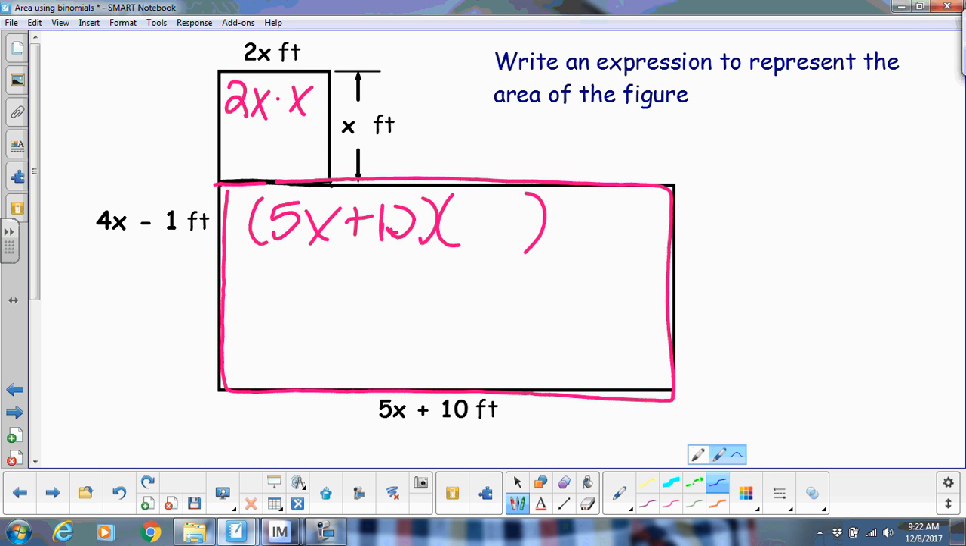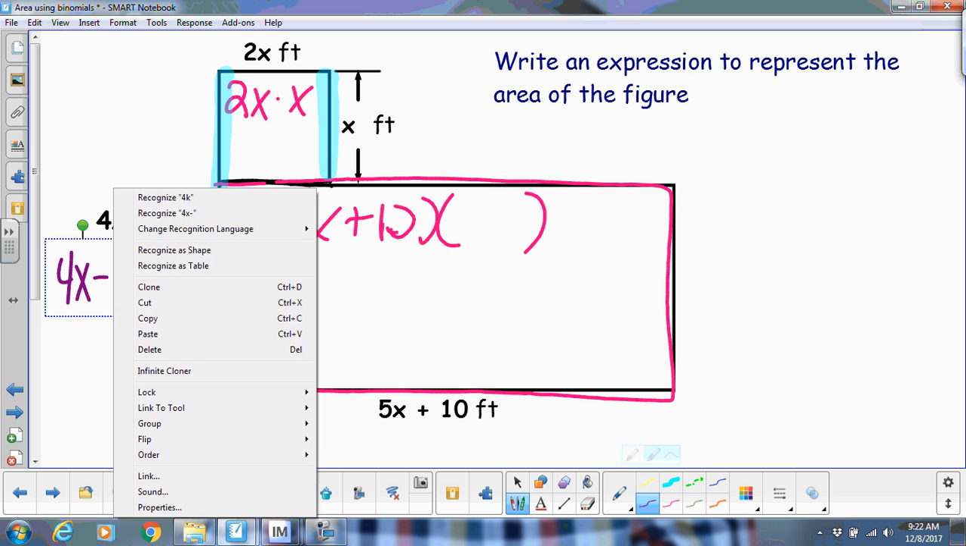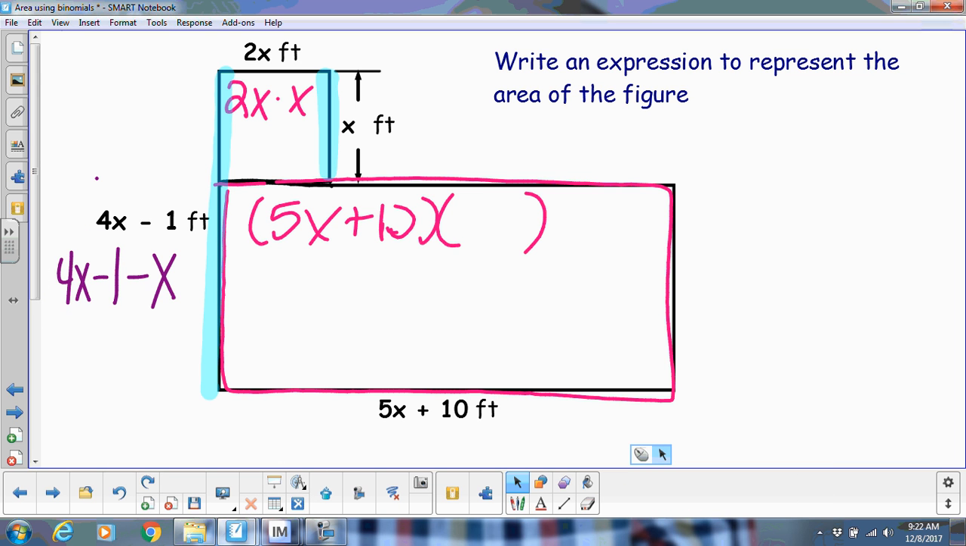No. And this is where we get confused. You're not going to take away a horizontal line and a vertical line. Does everybody understand that? They aren't the same way. You're not going to take them away. So I need this side, ultimately, right? This whole side is 4x minus 1. What is this piece? x. So it's 4x minus 1 minus x. So what is 4x minus x? 3x minus 1. So now you have to distribute there, with 5x plus 10.